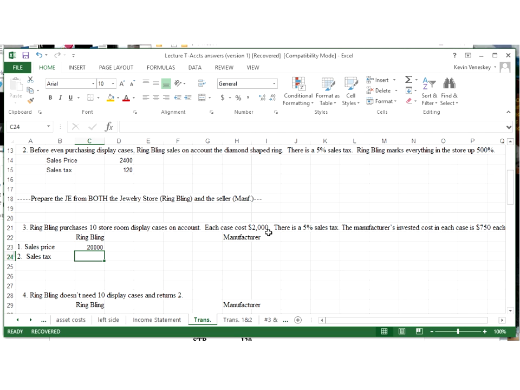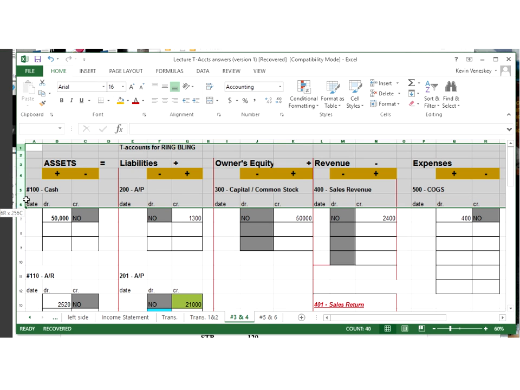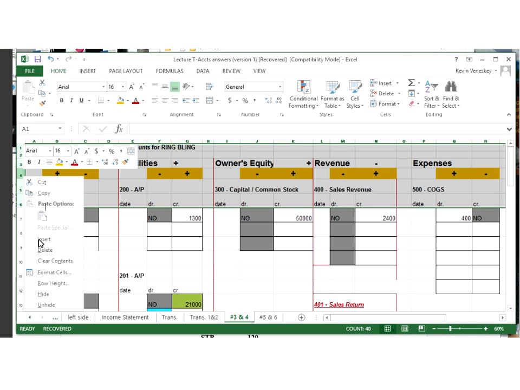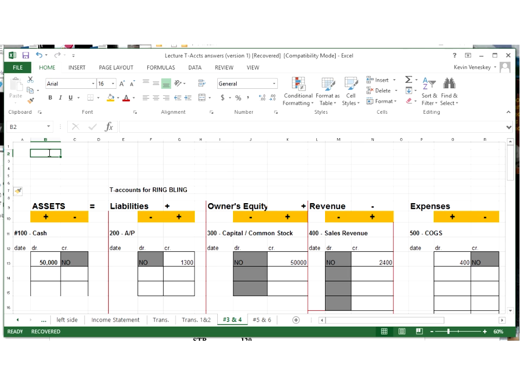Sales tax on 20,000 at 5% would be $1,000. So my equipment that I just purchased is valued at $21,000, and that will be my initial journal entry. So for the first journal entry, I'm going to have a debit to my equipment for $21,000, and an account payable to my manufacturer for $21,000.